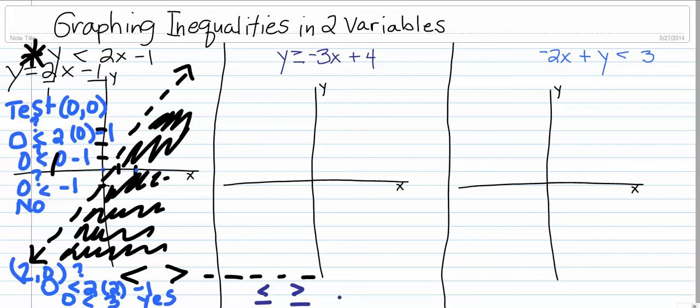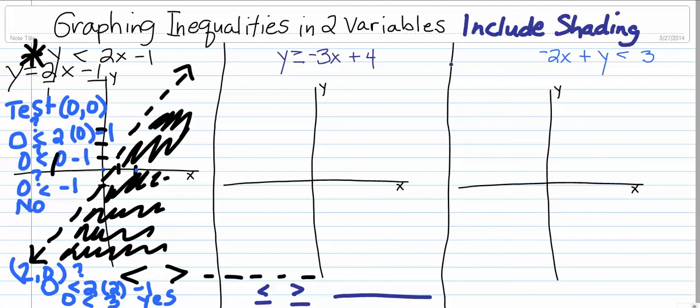So this problem here is no different than what we graphed when we graph lines, other than we're going to have some shading. So these kinds of graphs will include shading. When we graph just linear equations with the equal signs, there was no shading.